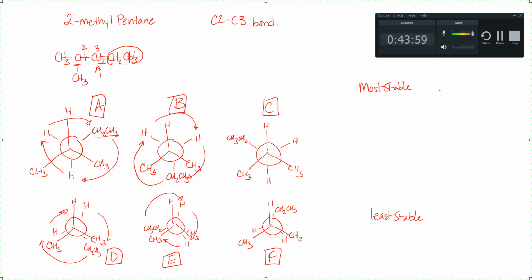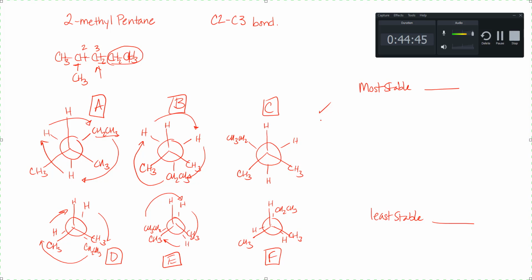So the first question that I'm going to ask is, before we go most and least stable, are there any of the 3 staggered conformations that have the same energy? Yes or no? Do any of these A, B, or C have the same energy? So the video will stop and it'll ask you yes or no. And if you said yes, you are correct.